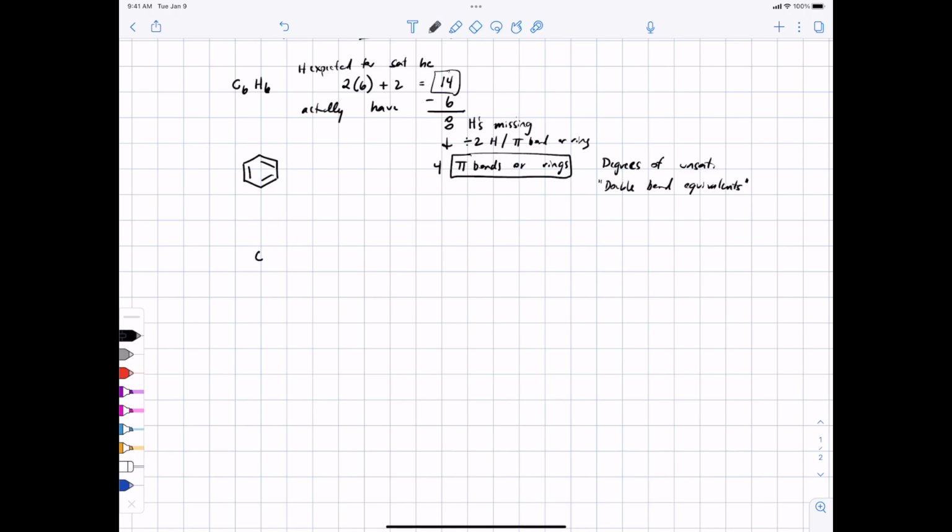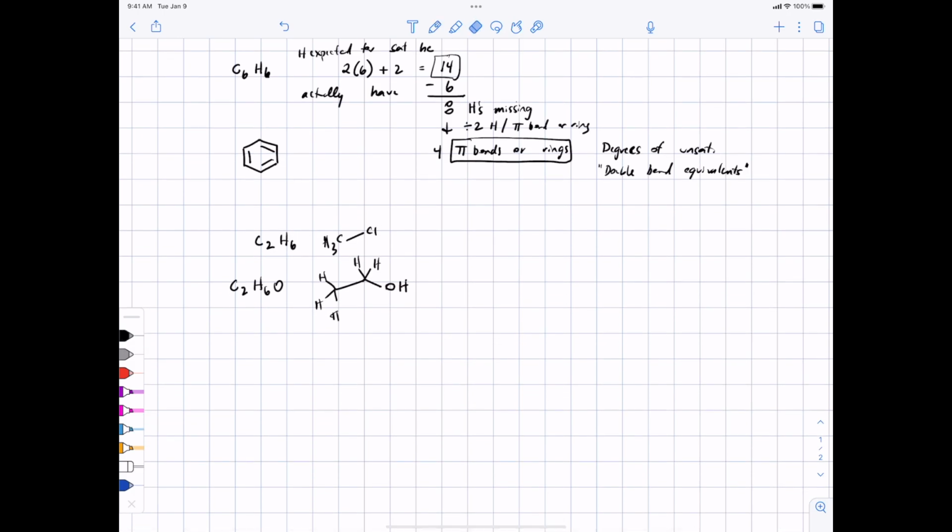Let's make it simple. C2H6 is just ethane. I could add ethane to ethanol. Notice that the addition of that oxygen doesn't change the number of hydrogens in the molecule. And that's because oxygen has to be bonded to two things. So it's easy to insert an oxygen into a molecule without changing the number of pi bonds or rings. You just insert the oxygen in between one of the carbons and hydrogens.